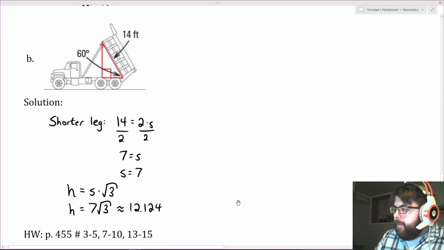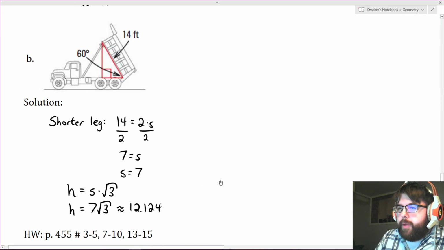So yeah, that wraps up this lesson, special right triangles, 45-45-90, 30-60-90. There are 3 formulas, the 2 for 30-60-90, the 1 for 45-45-90, and several examples.